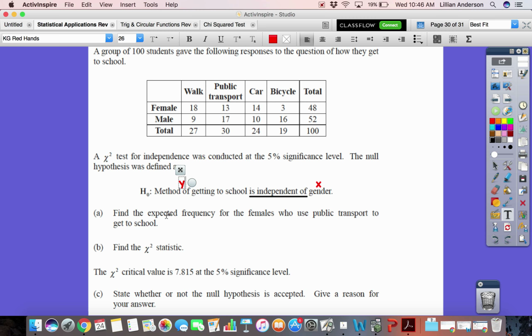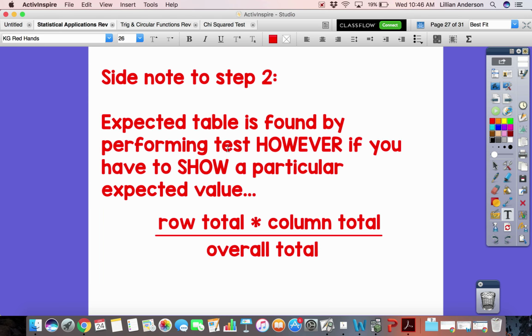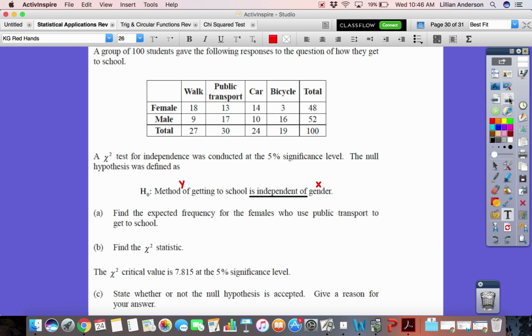Now it says find the expected frequency for females who use public transportation to get to school. Okay. Now this is what I was talking about, that little extra side note right here. If it actually asks you to show or find a particular expected value, you take the row total times the column total and you divide it by the overall total.